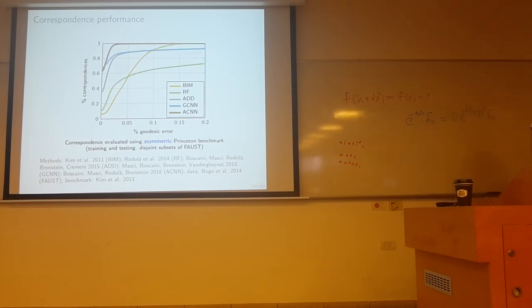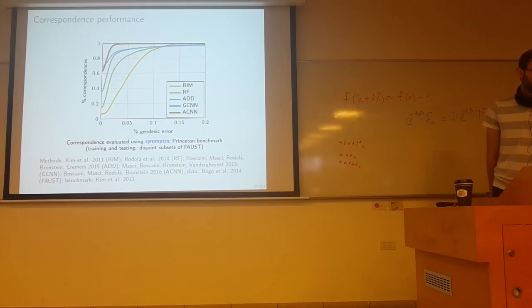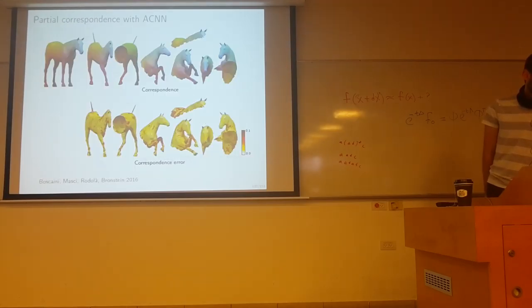Okay, so this was the symmetric benchmark. Symmetric benchmark means that symmetric correspondences are considered correct. The more challenging benchmark is the asymmetric version. And you can see that, for example, random forest based on wave kernel signatures degrades dramatically. Basically, they are ambiguous to symmetries. And this method is stable.